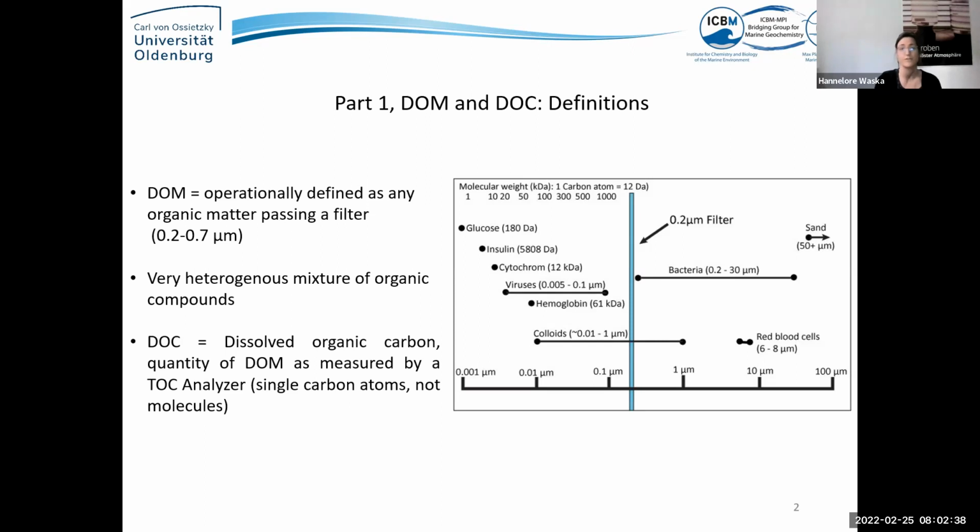Usually it's quantified as dissolved organic carbon, which is the quantity of DOM measured by a TOC analyzer. So we only measure the single atoms of carbon, which means we don't actually know anything about the molecules, and also we don't know anything about the heteroatoms that are attached to it, like hydrogen, oxygen, nitrogen, and sulfur.